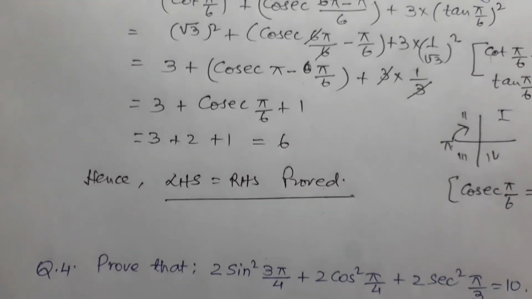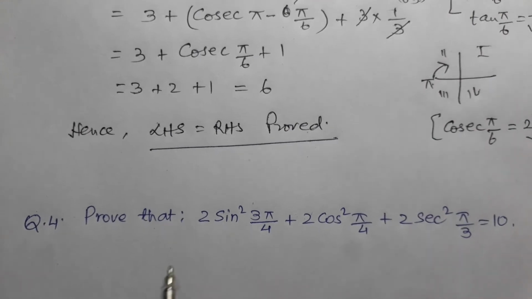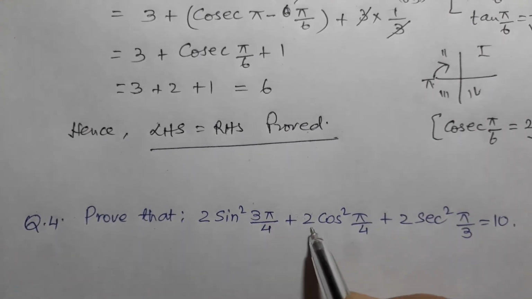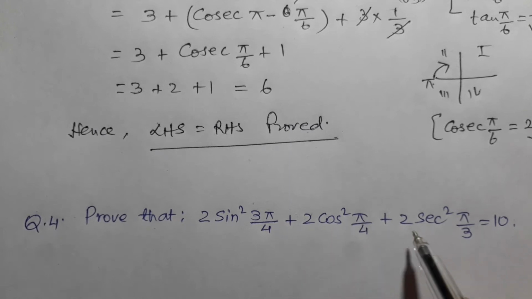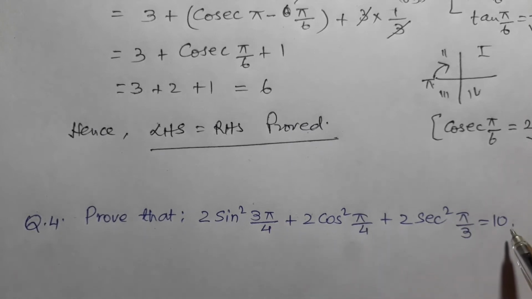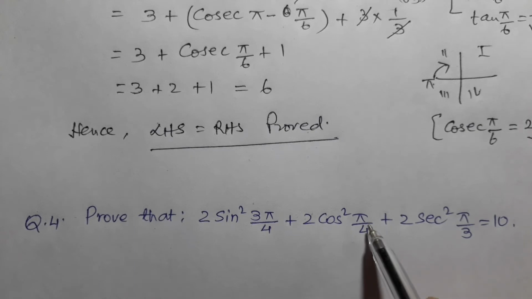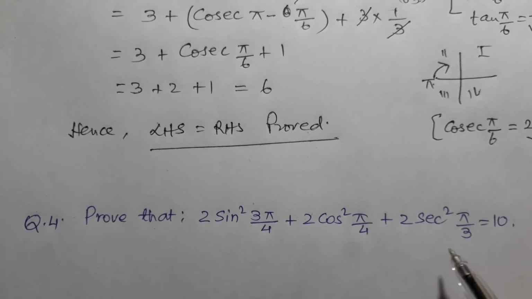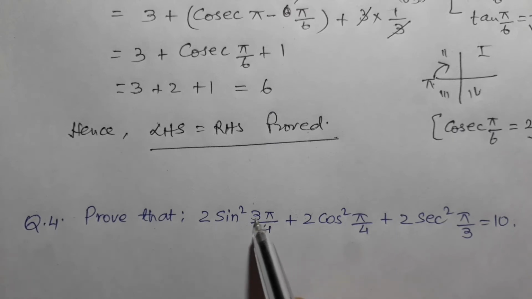Right? Second question is question 4th. Prove that 2 sine square 3 pi by 4 plus 2 cos square pi by 4 plus 2 sec square pi by 3 is equal to 10. In this question, the value of pi by 4 we can easily get from table. Pi by 3 we can also know the value, but 3 pi by 4 is not given in any table. So for this we shall do a special arrangement by splitting 3 pi by 4.